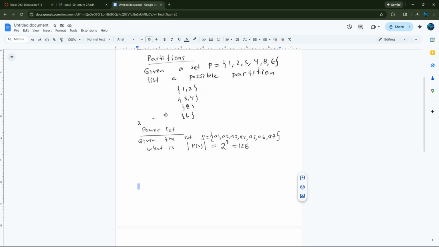So next, the power set basically refers to the number of possible partitions within a set, denoted by the equation 2 to the power of n, where n is the number of objects in a set. So in this example, set S has 7 objects, so the power set is equal to 2 to the 7th, which is 128.